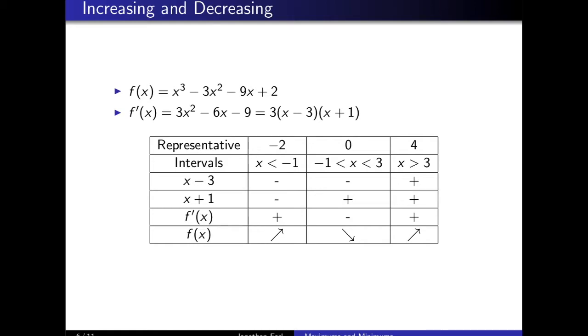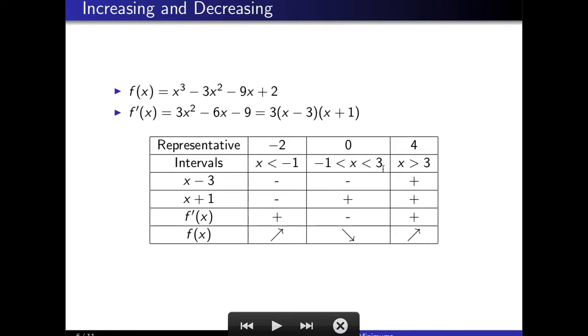Okay, so when we're looking at values to the left of minus 1, such as minus 2, if we put minus 2 into x minus 3, we get a negative sign. If we put minus 2 into x plus 1, we also get a negative sign. When we multiply those together, a negative times a negative, f prime is positive, which tells us that f is increasing.